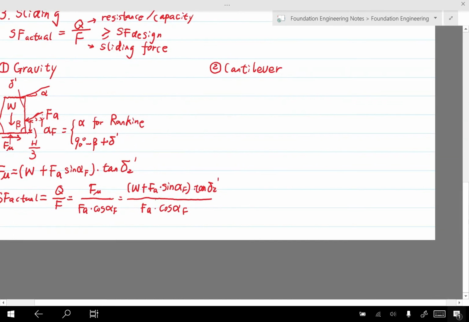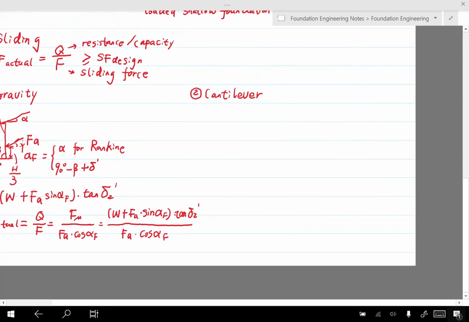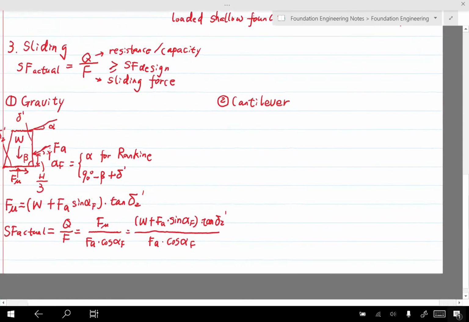And in this equation, we know that Fa comes from the previous lecture for calculating the earth pressures. And it depends on which earth pressure theory you use. You may get different values for Fa. So this is for the gravity wall. Then let's take a look at the cantilever wall.